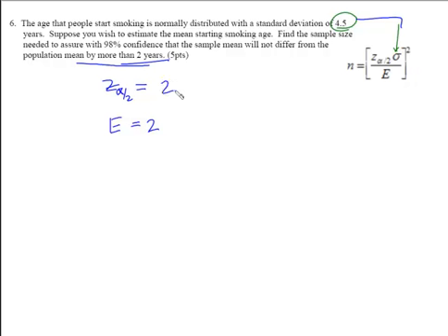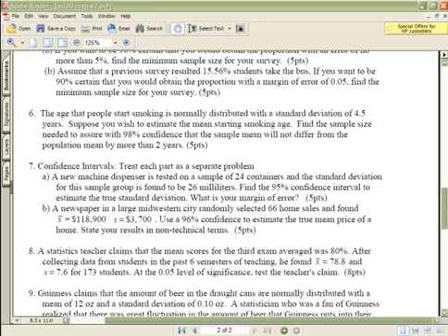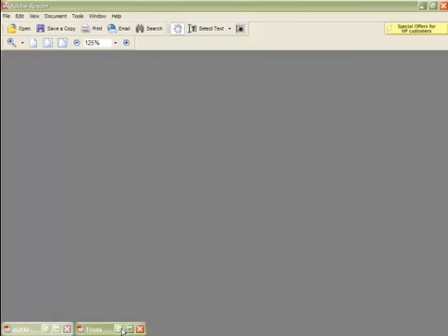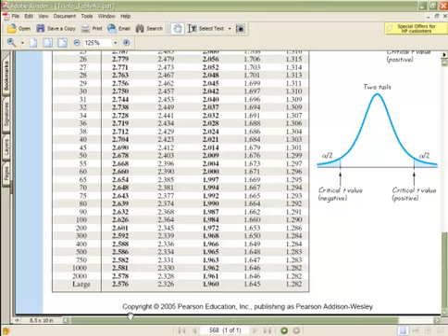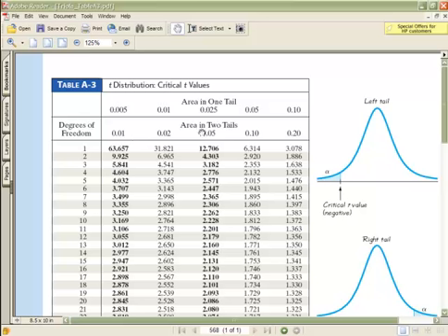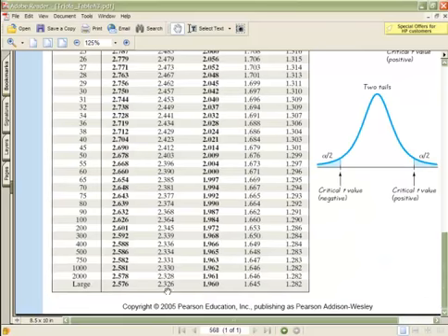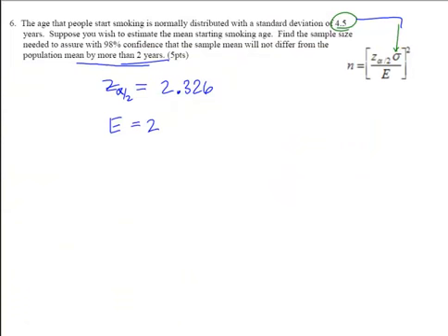That is 2.326. Let's actually see if we can find this information in our critical t value table. So the area in two tails, again, it's 98%, so it's 0.02 in two tails. So it's going to be the second column in the body of the table, and last, so it's 2.326. So that works out, 2.326. All right, back to our problem.